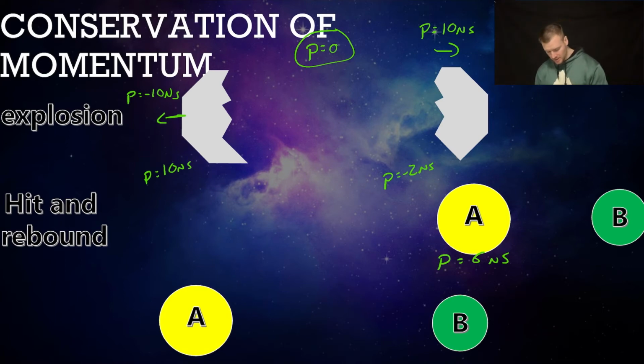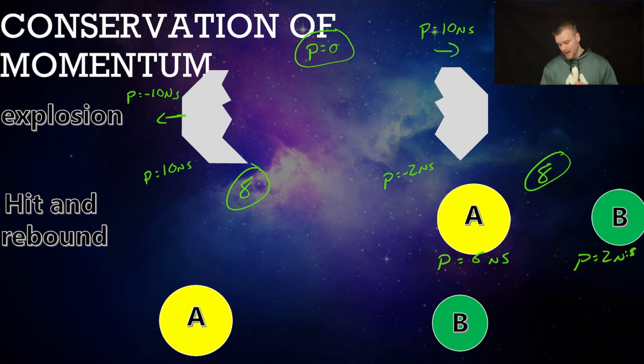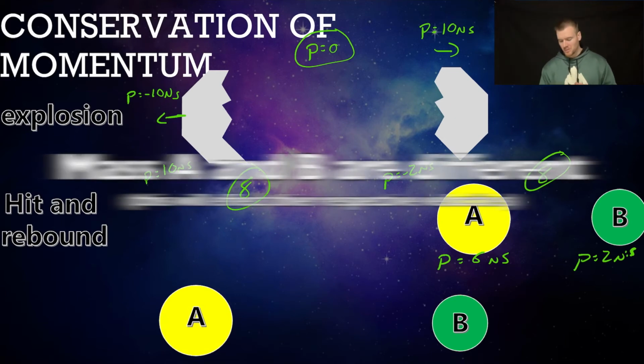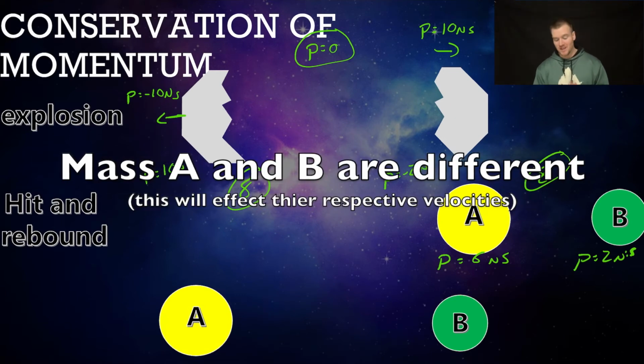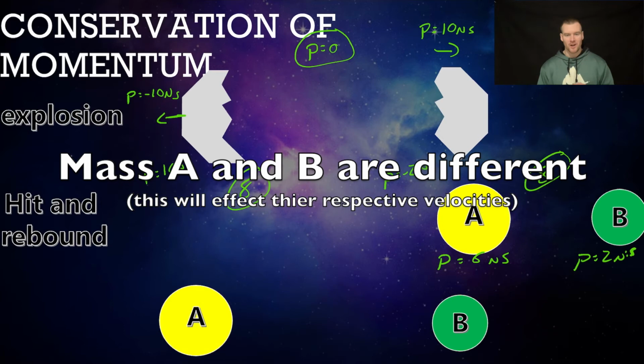Well, at the start, we had a total of 10 plus negative 2. So we had 8 as our value for momentum at the start. Well, it needs to be 8 at the end. So we have positive 6. What does B have to be? Positive 2 Newton seconds. So it's going in the opposite direction. Now there's some mass changes there, so we'd have to know what the masses were to find the velocities, but you kind of get the overall concept.